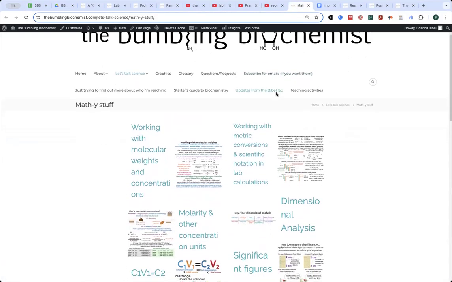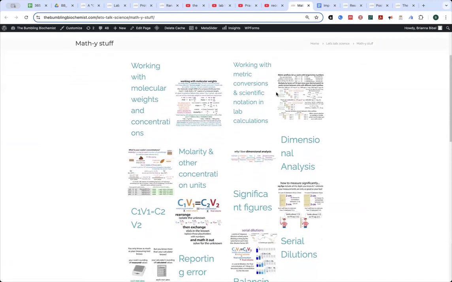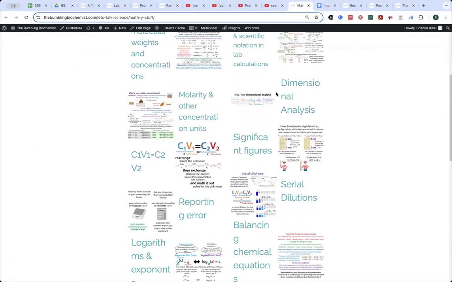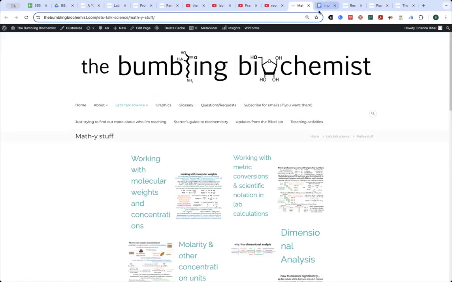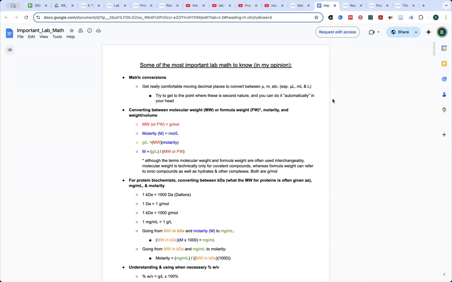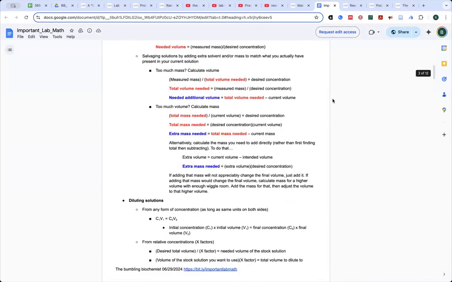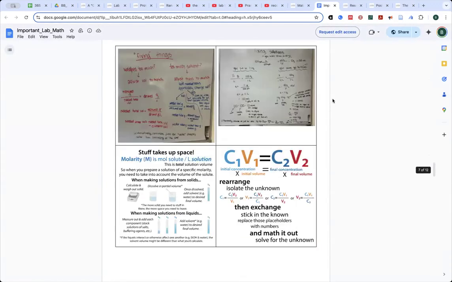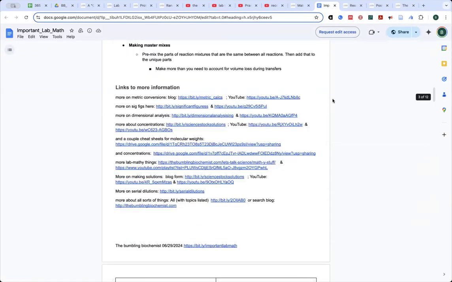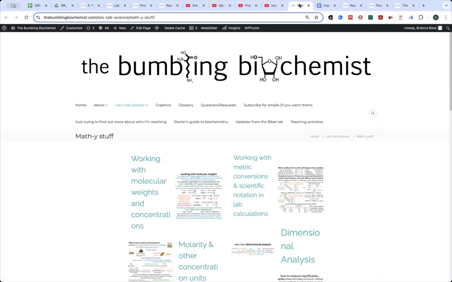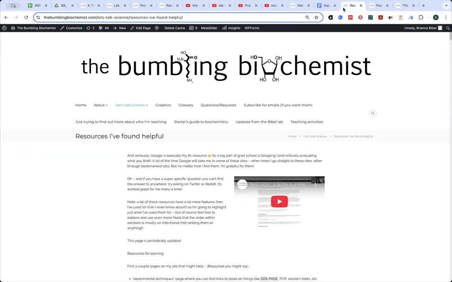Math. So lab math is unfortunately a part of the lab that you can't escape from. And so I have a page of posts on lab math, as well as a downloadable guide to some of the most important lab math and some various calculation things like this, infographics. And so that's in my Google Drive, and it's also linked to from the various pages.